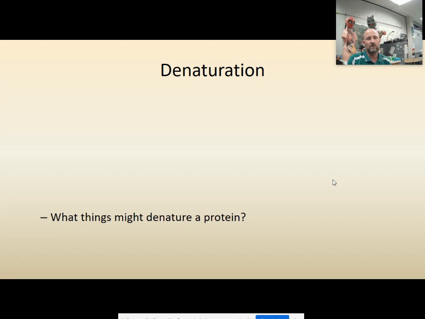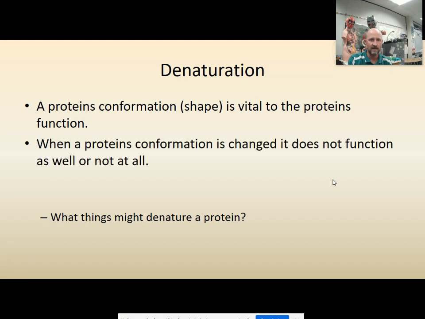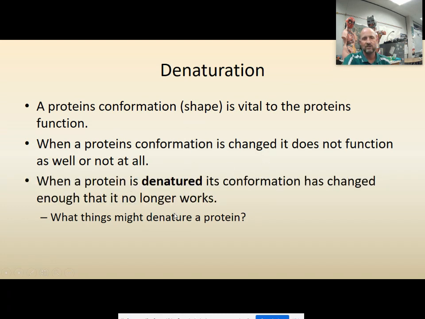I guess we have not talked about denaturation, so a quick review of denaturation. Basically, it means a protein's conformation, or its shape, changes. So when a protein gets too hot or too acidic or too basic, it changes its shape, and once its shape's no good, it doesn't work anymore. So conformation is the change in shape of a protein, and denatured just means the protein cannot work anymore.